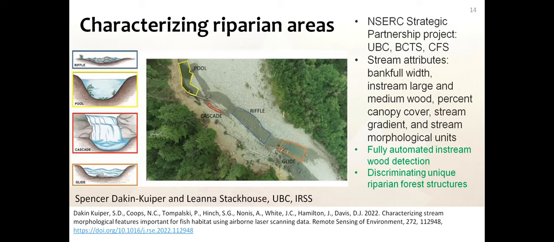And to see to what degree we can accurately derive attributes that are important for forest management. So these include things like bankfull width, in-stream large and medium wood, percent canopy cover, stream gradient, and stream morphological units. And these stream morphological units are very important for fish habitat assessments. And these are the riffles, the pools, the cascades, and the glides that you see here in this figure. And so this work was led by Spencer. He's a PhD student at UBC, and this part of the work has now been published and is open access if you're interested in learning more about what was done there.